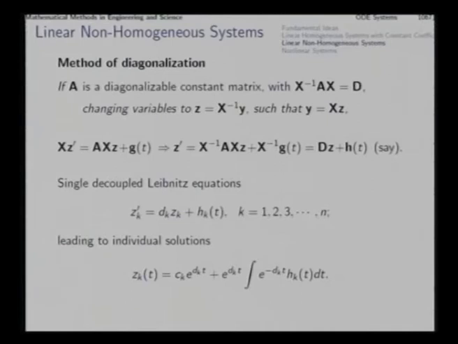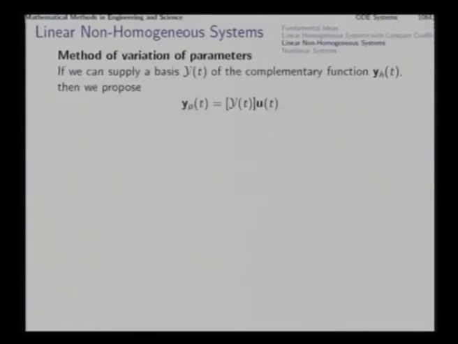Now, this also applies in the case where A is constant and diagonalizable. The only generalization from the method of undetermined coefficients is that as G(t), we can have more general kinds of functions rather than only combinations of polynomials, exponentials, and sinusoids. So, that is the only generalization that has appeared from the method of undetermined coefficients into the method of diagonalization. The method of variation of parameters, in contrast, is completely general.